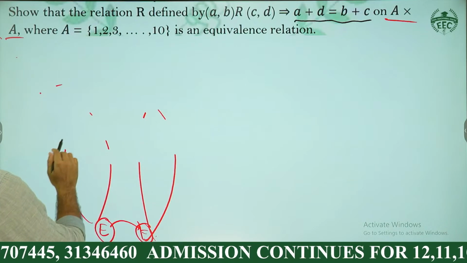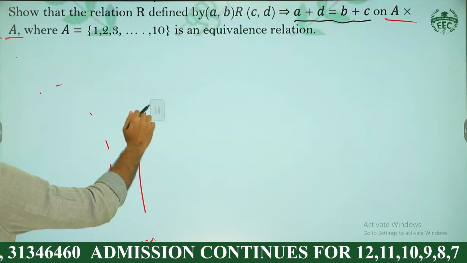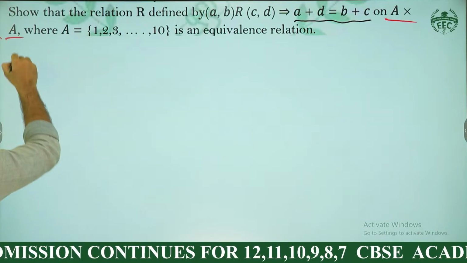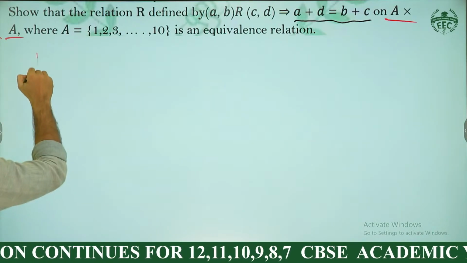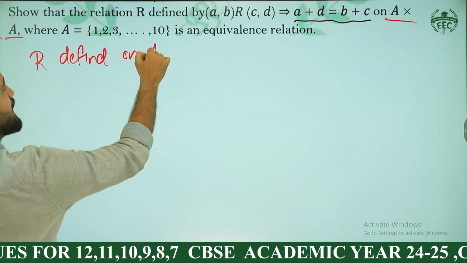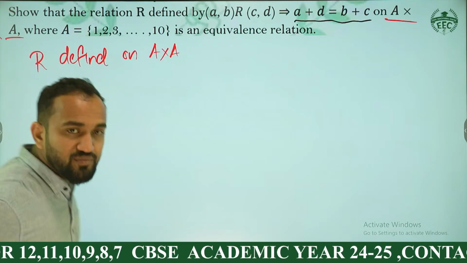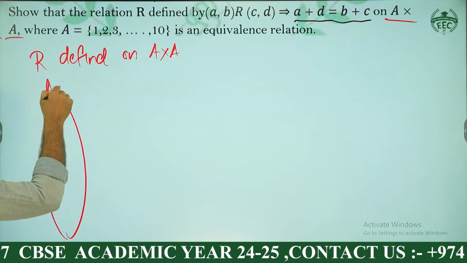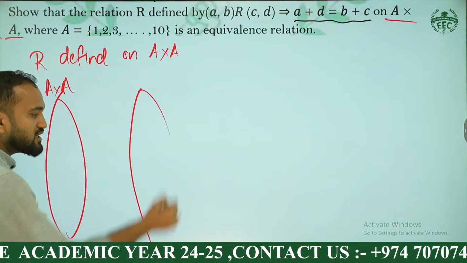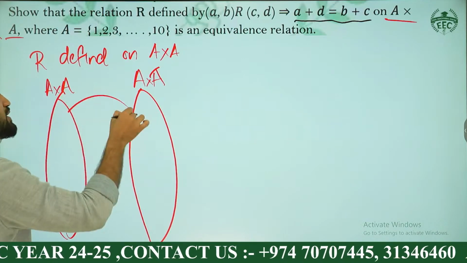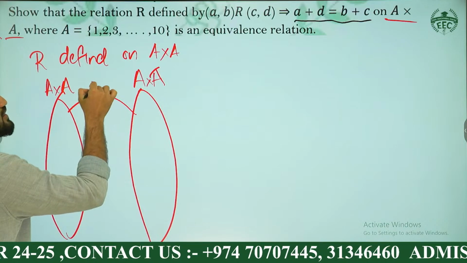But here, the issue with this statement is that R is defined on A cross A. What is the meaning of that? Here the first set is A cross A and the second set is also A cross A. Such a relation that can be defined among these two sets is the relation R.